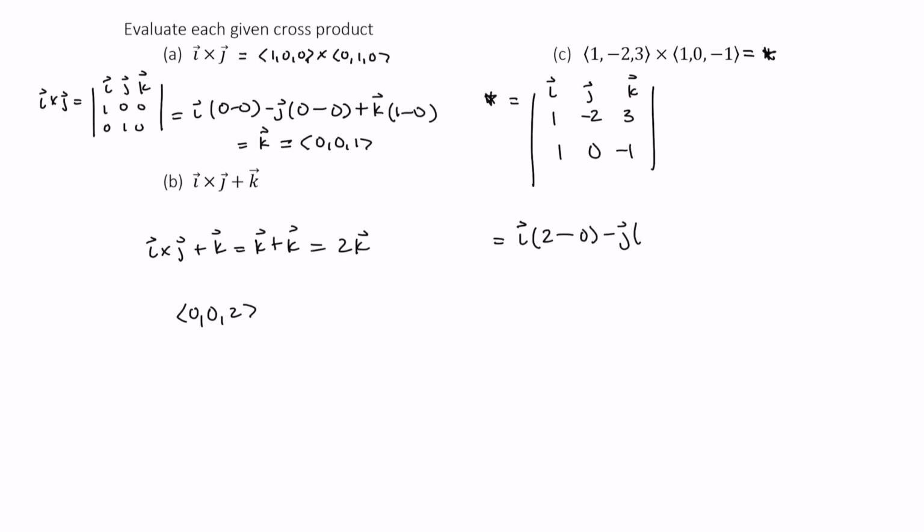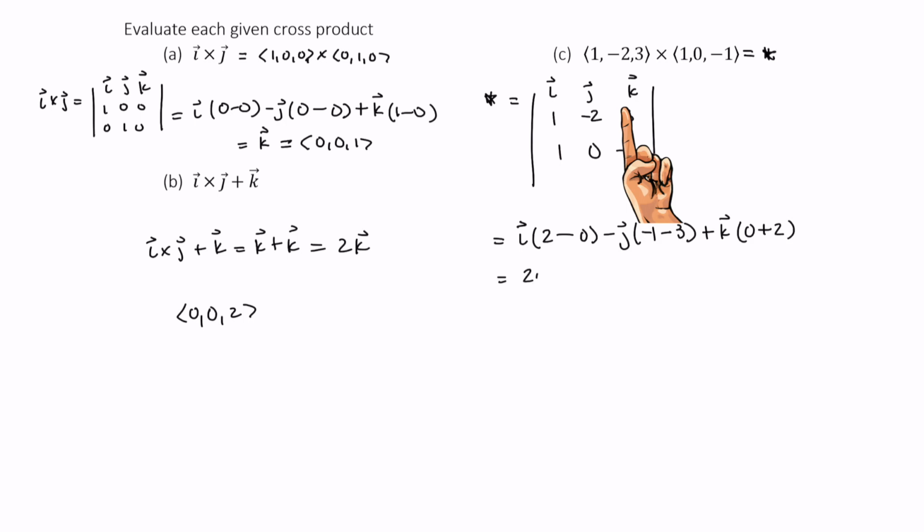Then we're going to subtract the j component, cover up the values under j with your finger, and multiply across the first diagonal. 1 times negative 1 is negative 1, minus, multiply the second diagonal here, 1 times 3 is 3. Finally, we add the k component. Go ahead and cover up the values below k. 1 times 0 is 0, minus 1 times negative 2 is negative 2, and negative times a negative is a positive, so I'll go ahead and write just 2.